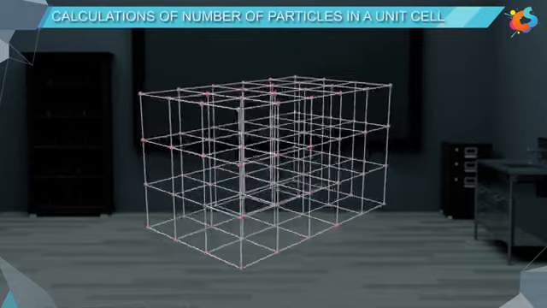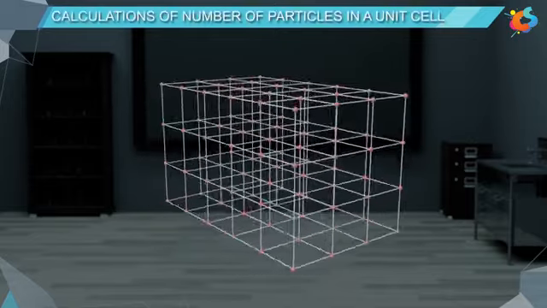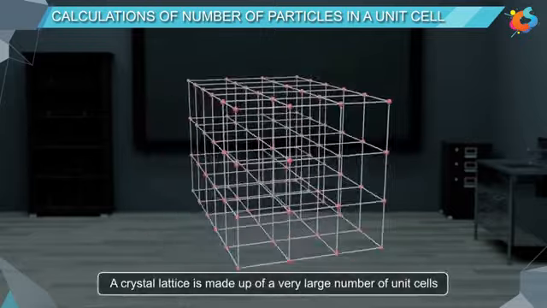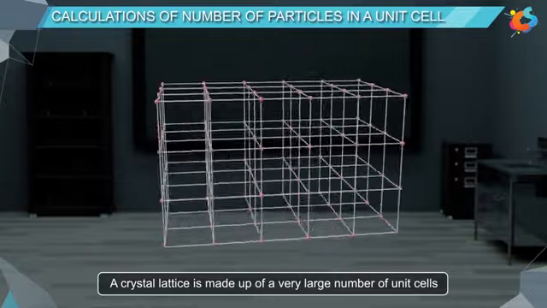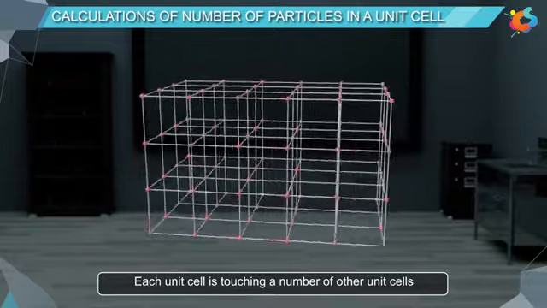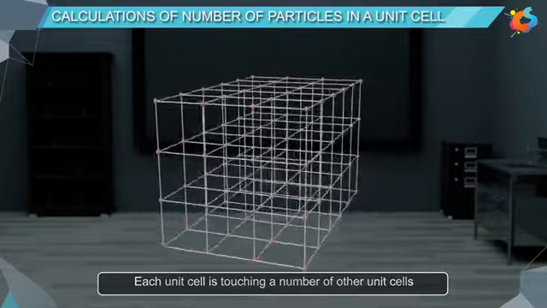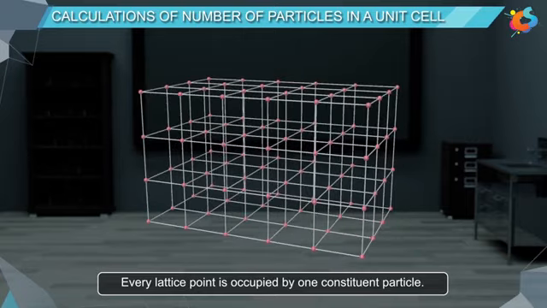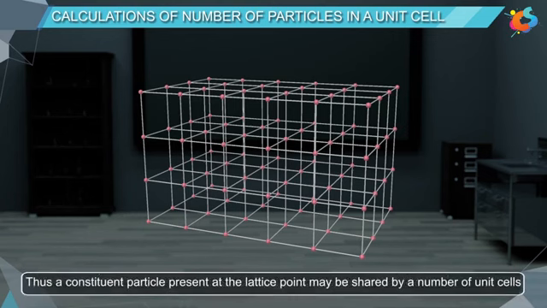Calculations of number of particles in a unit cell. A crystal lattice is made up of a very large number of unit cells. Each unit cell is touching a number of other unit cells. In a unit cell, every lattice point is occupied by one constituent particle. Thus, a constituent particle present at the lattice point may be shared by a number of unit cells.